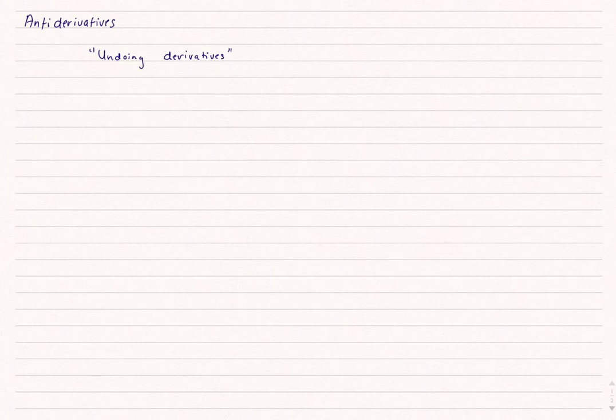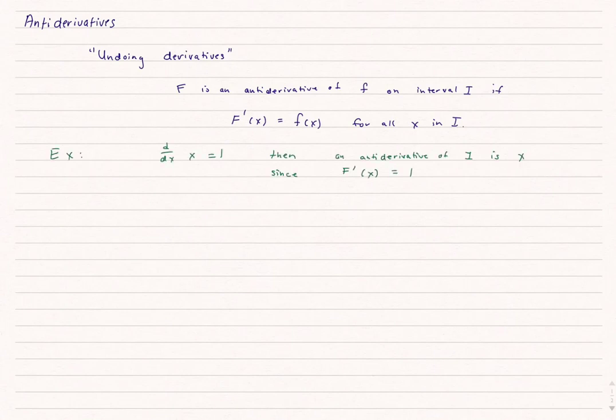Now we're going to talk about antiderivatives. That is, we're going to undo derivatives. An antiderivative, capital F, is an antiderivative of a function f, which we usually write as lowercase f, on an interval I if the derivative of capital F of x is equal to little f of x for all x in I.